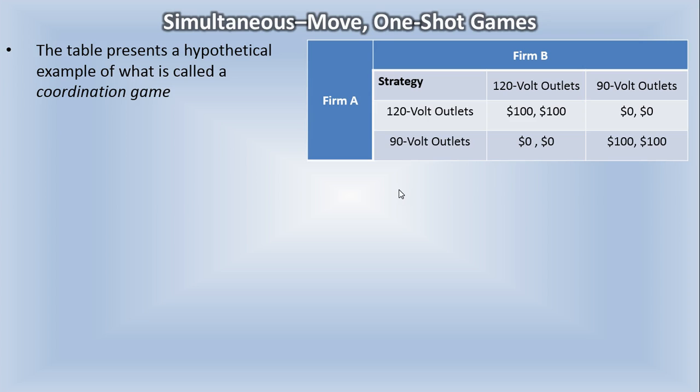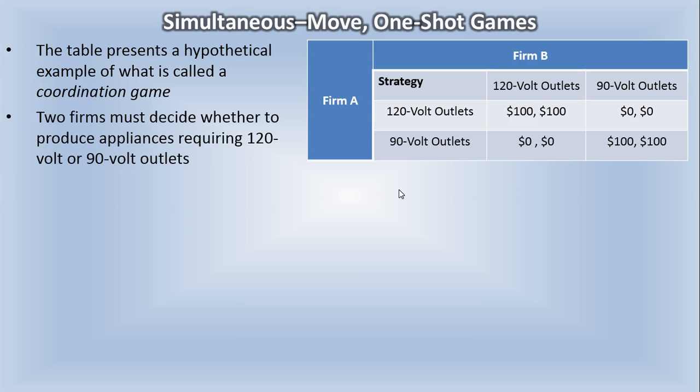But they could have coordinated better, and then they wouldn't have had that kind of loss. So they could have set the game up in this way. Anyway, this type of game can be applied to a lot of situations, ultimately. So the table presents a hypothetical example of what is called a coordination game.